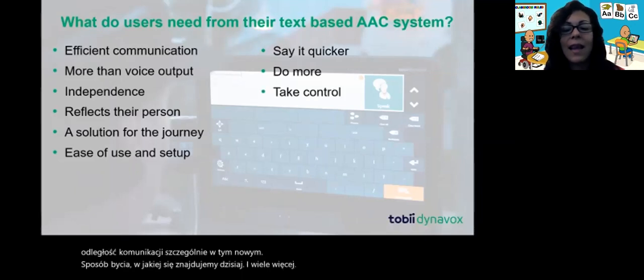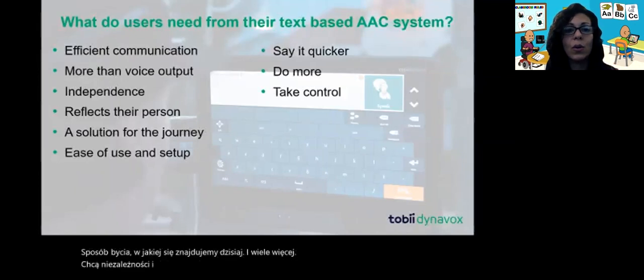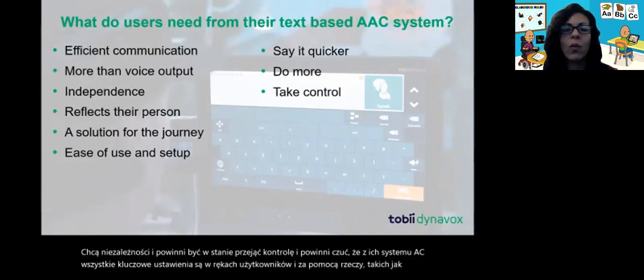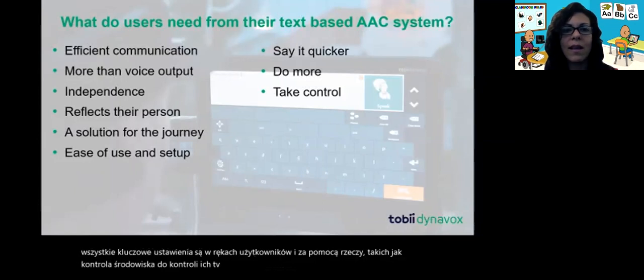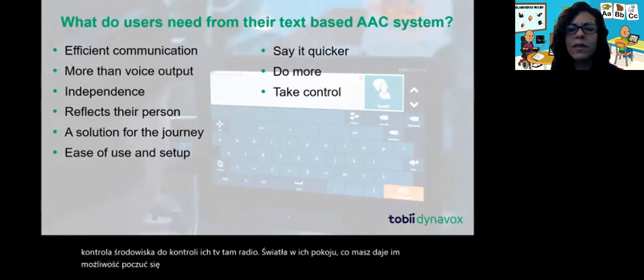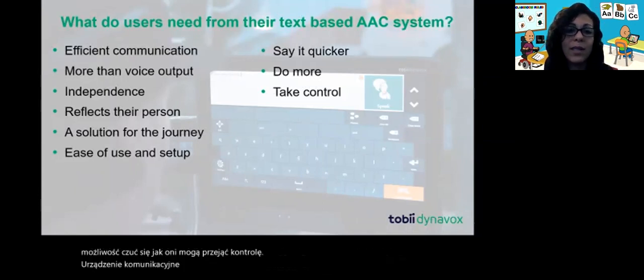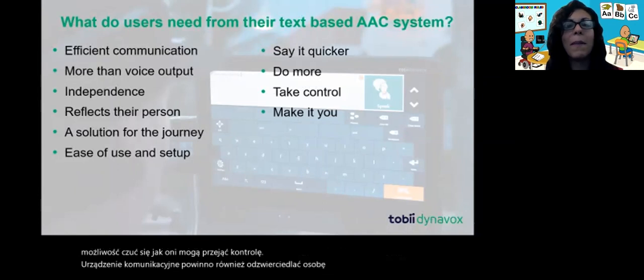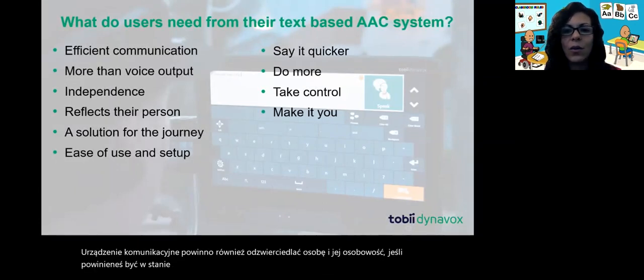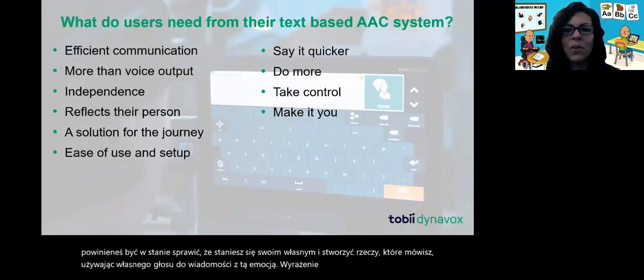They want independence, and they should be able to take control, and they should feel that from their AAC system. All of the key settings are in the user's hands, and using things like environmental control to control their TV, their radio, the lights in their room, what have you, gives them the ability to feel like they can take control. A communication device should also reflect the person and their personality. You should be able to make it your own, and create things that you say using your own voice for messages with that emotion and that expression that is unique to you, that thing that makes you you.